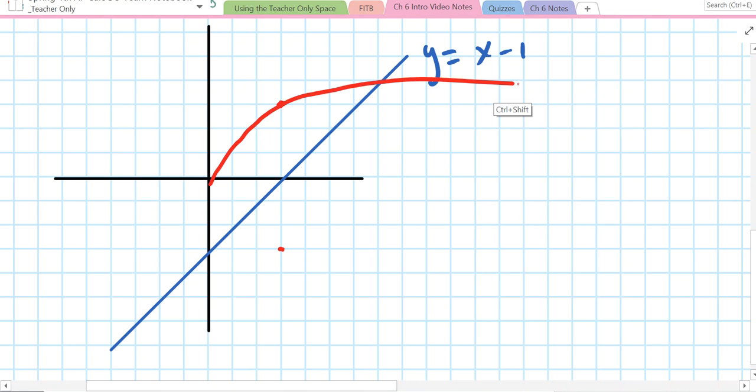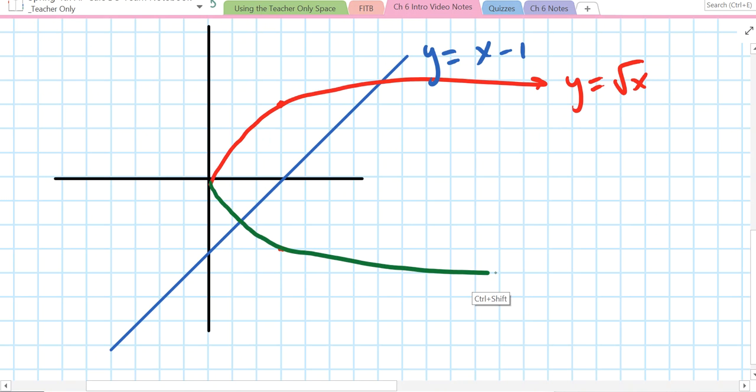This is y equal to square root of x. And this is y equal to negative square root of x. It's not perfect, but it's good enough for our purposes. It's clear to see that the two square roots intersect at 0, 0, right? So that's one point of intersection right there. That's pretty easy to spot.